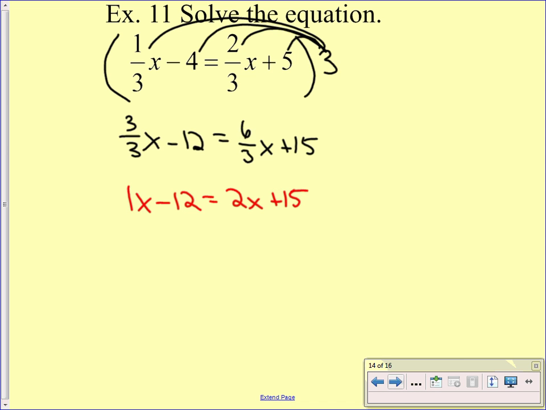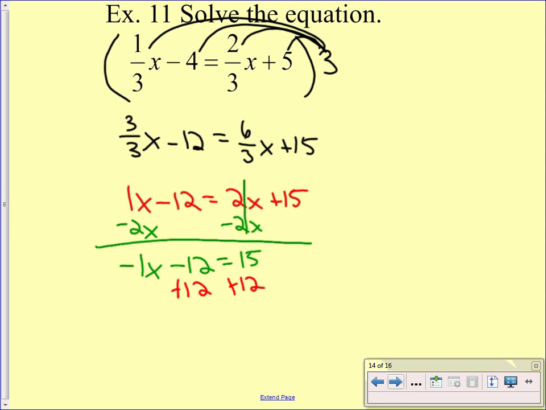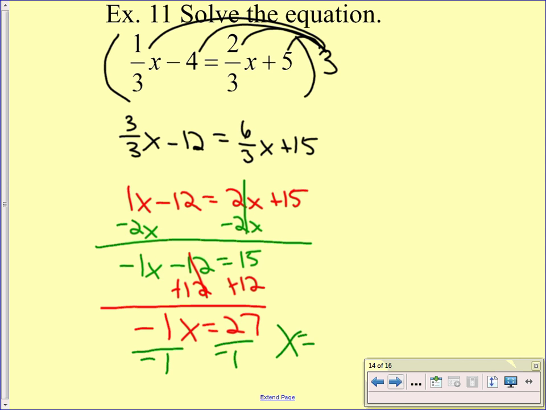Move the x's to one side, numbers to the other. Subtract 2x, subtract 2x. So negative 1x minus 12 equals 15. Add 12 to the other side. Negative 1x equals 27. Divide both sides by negative 1 to isolate the variable. So x equals negative 27.